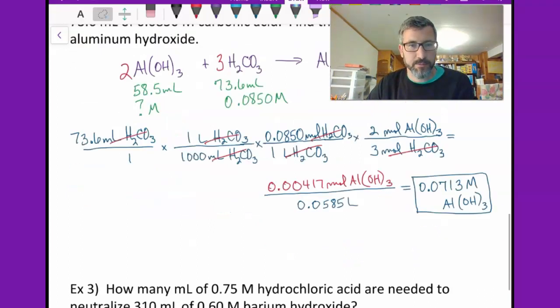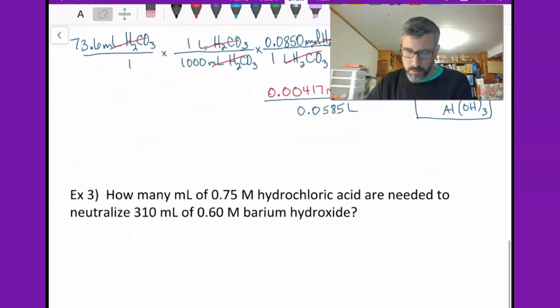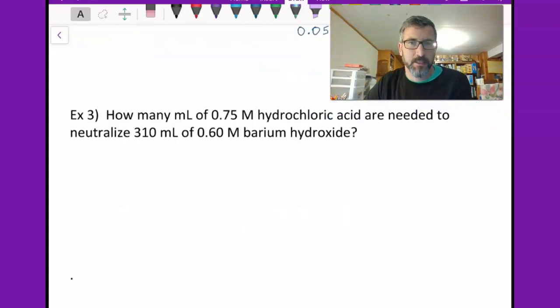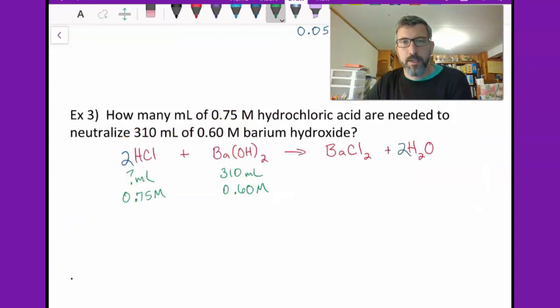Okay, one last problem type. So this one is going to be a little bit different in that it is asking you for the volume, and it's giving you both molarities. But let's start off with the balanced neutralization reaction. So there is our balanced equation, and then I went ahead and wrote down my givens as well.